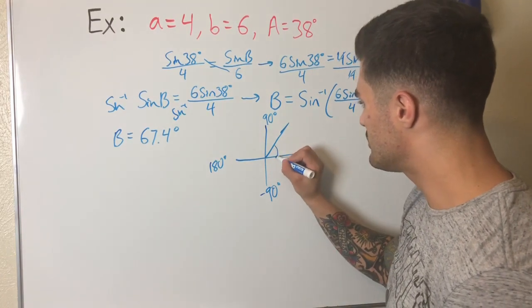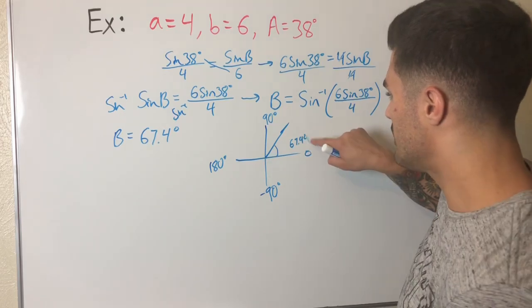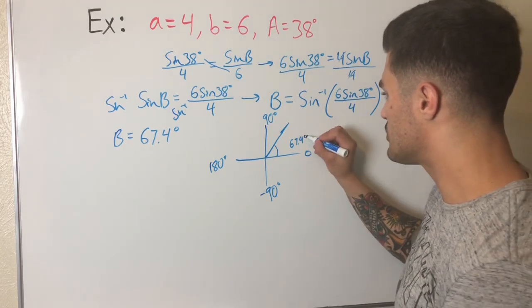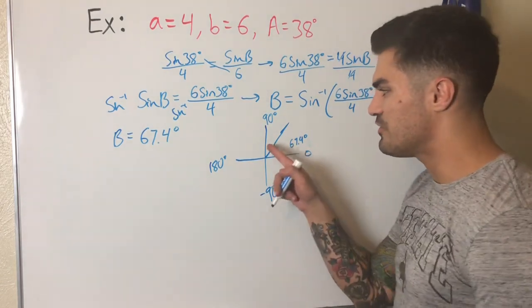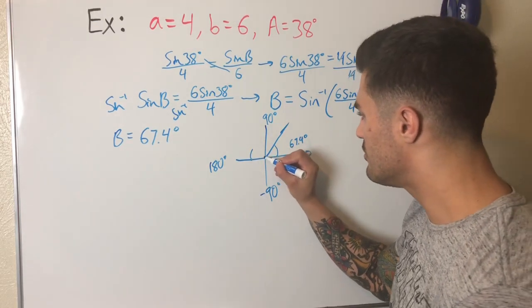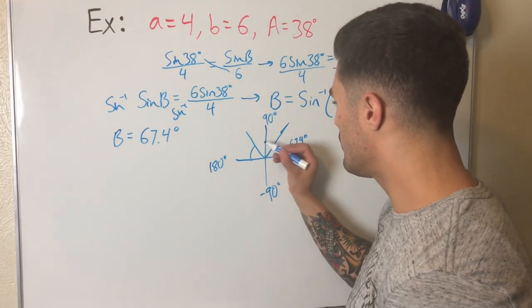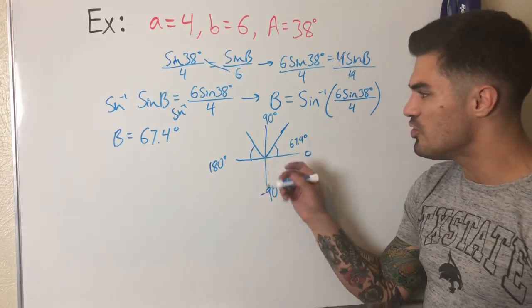So that's this angle here, 67.4 degrees. So basically what I want to do is use this as a reference angle and find out, because again, sine is positive in the first and second quadrant. So using this as a reference angle and drawing it this way, I want to find out if there's a value in the second quadrant, an angle in the second quadrant.